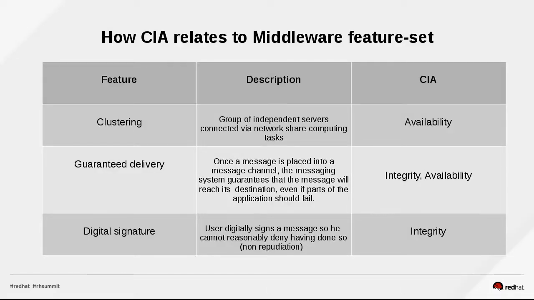Another thing that you look for is guaranteed delivery. This is in regards to messaging. Once a message is placed into a message channel, will your message broker or your messaging system guarantee that the message reaches its destination, even if parts of the application should fail? So that's a key consideration in availability as well as in integrity.